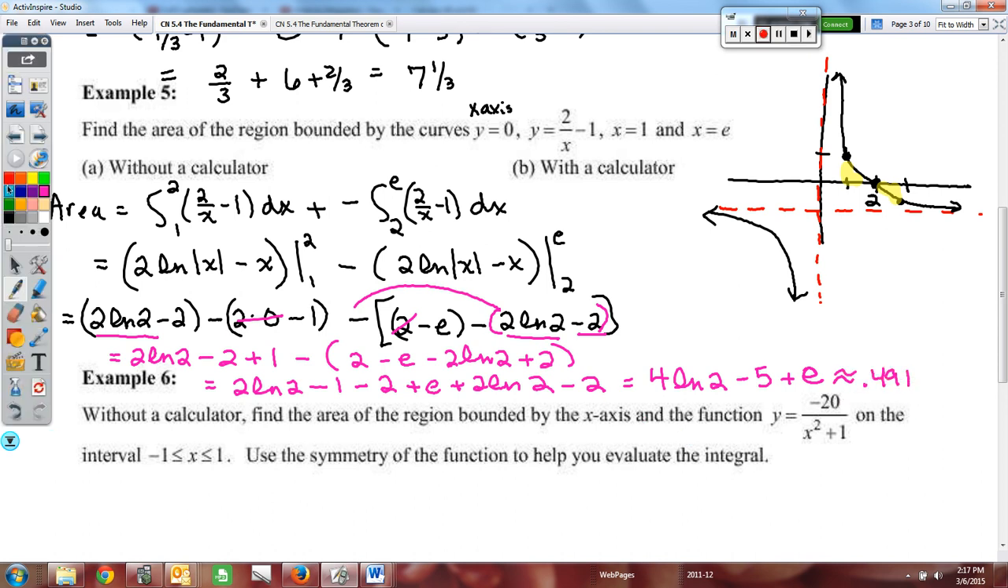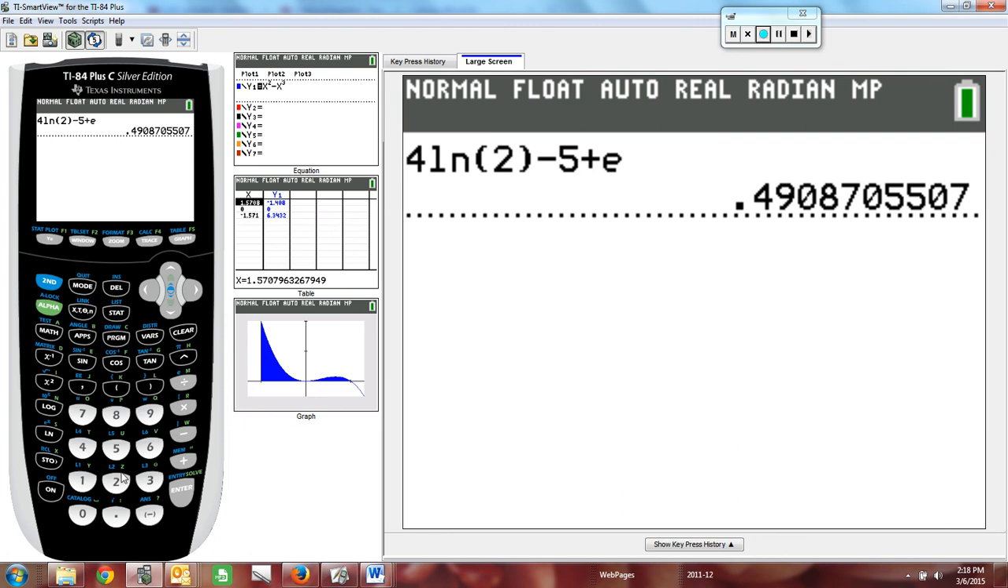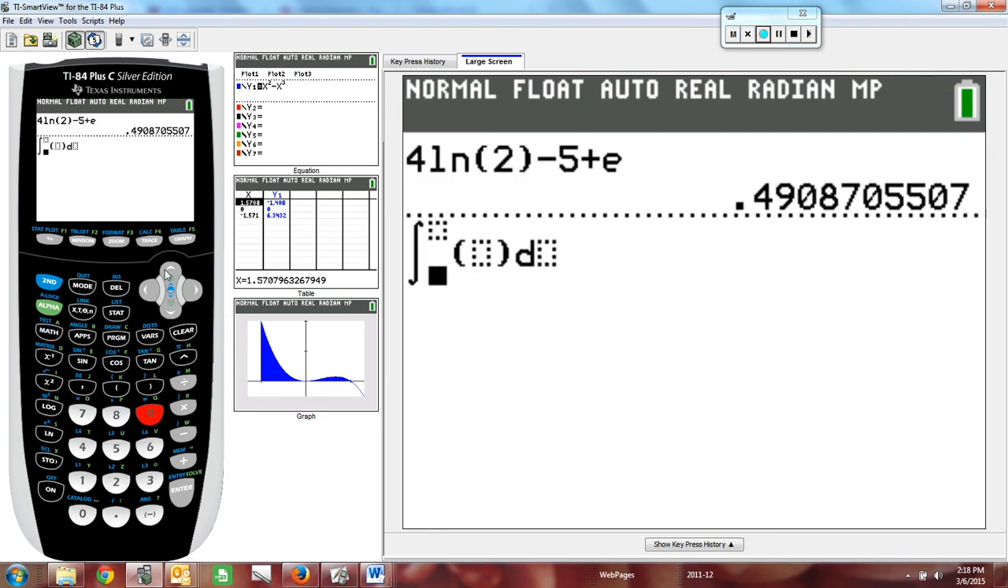So now if I want to put this in my calculator and I'm finding area, then I need to remember that when I put it in, the area is the integral from 1 to e of the absolute value of 2 over x minus 1 dx, because I'm doing area, not definite integral. So then we go back to our calculator, and we put that in. So we do our math, and we're going from 1 all the way up to e.